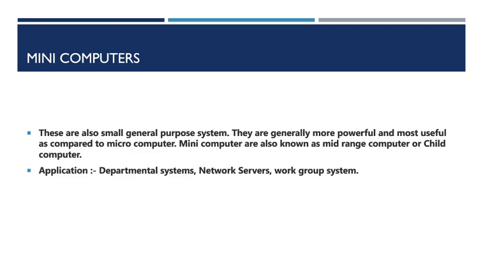Okay, next is mini computers. These are small general purpose systems. They are generally more powerful and more useful as compared to microcomputers. Mini computers are also known as mid-range computers or child computers. Where you use mini computers is in departmental systems, network servers, work group systems and so on. It is different from microcomputer because it is used as a general purpose system.